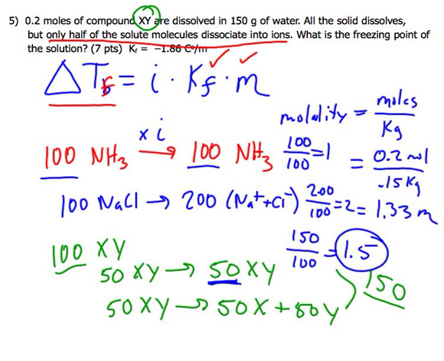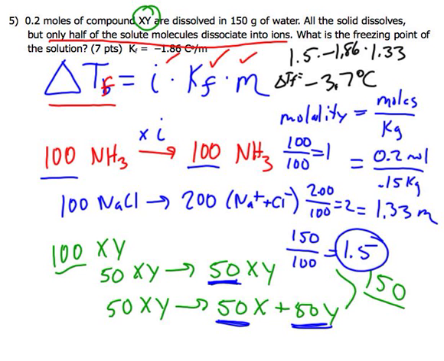They still affect the freezing point because they are dissolving. And the ones that split apart affect it more because they're splitting apart. So now that I know the Van't Hoff factor, it's just a matter of plugging it in: 1.5 times negative 1.86 times 1.33. And that is going to give me a freezing point depression change of negative 3.7 degrees. So that's my change in freezing point, and since water usually freezes at 0, it also happens to be my final freezing point.